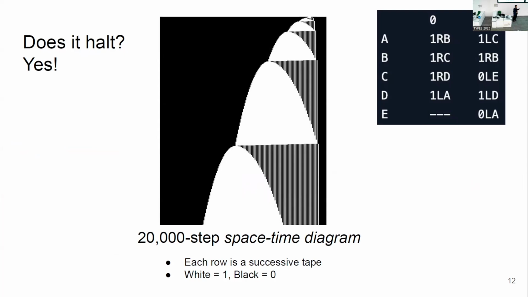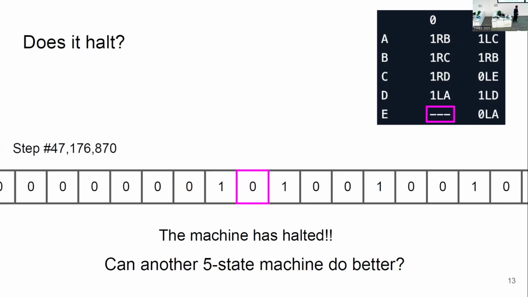So here's what it looks like if we zoom out. That's a space-time diagram. Each row of this image is a successive state, and I've used the pixel white if I had a 1 and black if it was a 0. And we see this kind of pattern of bells that nest into each other, but at the end manage to enter this edge case where it halts.